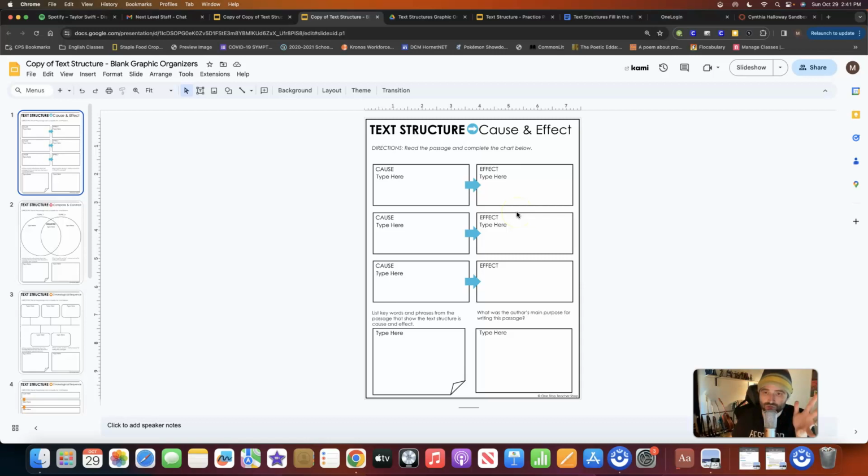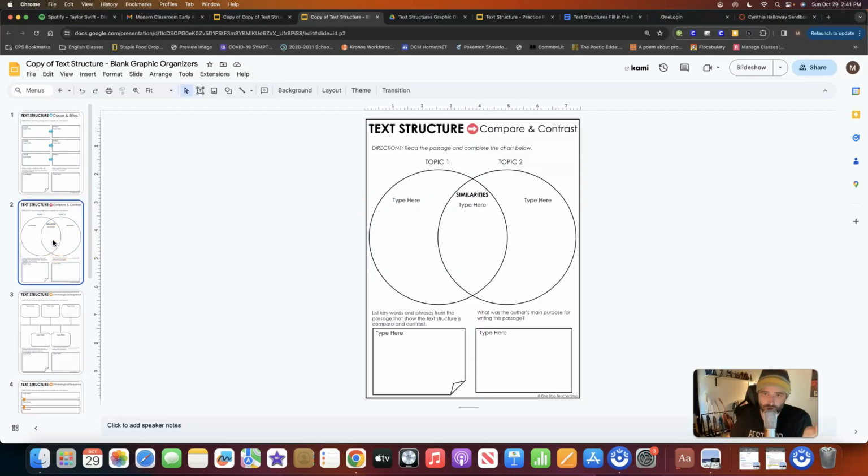I know one thing is for sure. I've seen this on every SOL test in the past 8 years. And they'll either be like, okay, what was the effect of this cause, or what caused these two effects, or what did these two causes affect? It's going to be something along those lines. They'll ask it one way or the other. So it's just good to know how to fill these graphic organizers in.